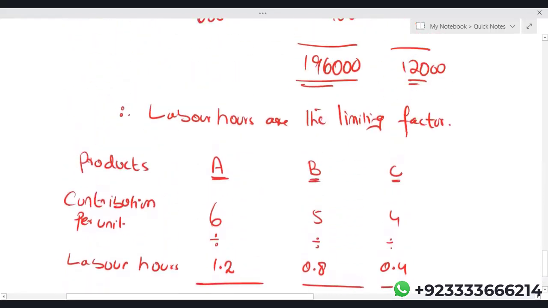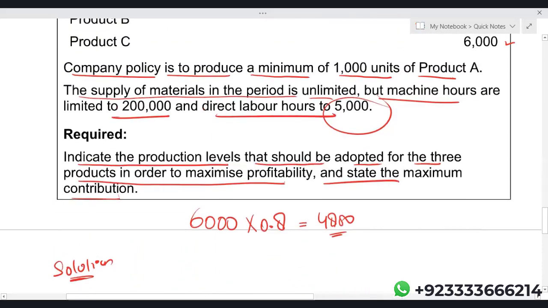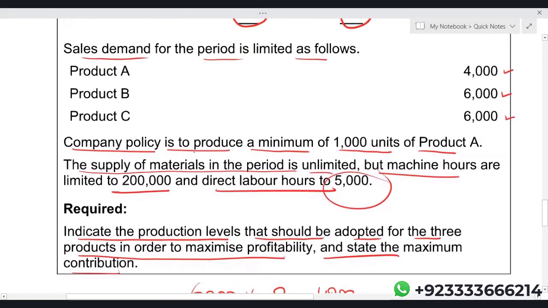Before making the production mix, never forget one thing. What is that? Company policy is to produce a minimum 1,000 units of product A. Now listen carefully. I did mention at the start of the question, whenever you have such a policy, irrespective of the ranking, first you have to fulfill that minimum requirement. So first, obviously, we have to go for product A, but only 1,000 units.